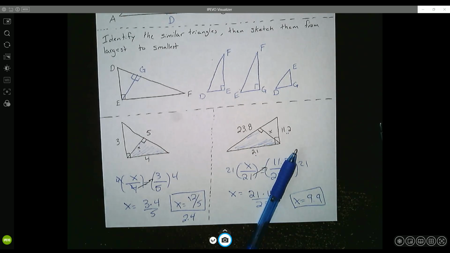That's it, guys. Nothing too difficult, nothing crazy. I know it's a little new, but you literally just do what I told you to do: variable over longest leg is equal to short leg over hypotenuse. You do that every time, and it always comes out to be the correct answer.